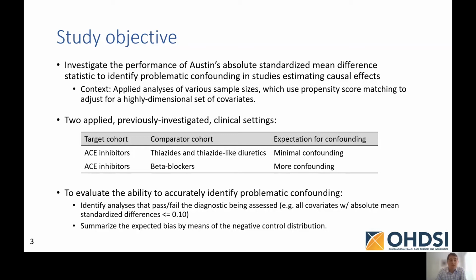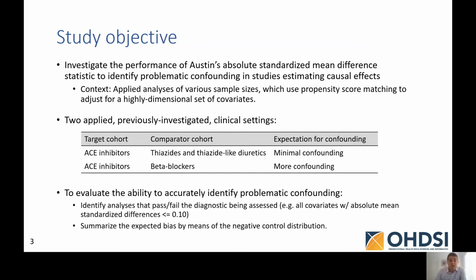Our assessment looked at two previously investigated clinical settings looking at antihypertensive treatments. We compared ACE inhibitors versus thiazides and thiazide-like diuretics, a comparison which we expect to show minimal confounding, and also a comparison of ACE inhibitors and beta blockers, which is a comparison we expect to show more confounding.